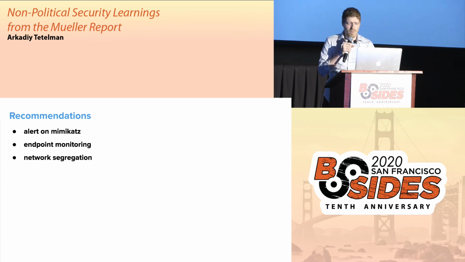Network segregation, I already mentioned. Intrusion detection system, maybe. I mean, every company I've ever worked at, we had an IDS. It's been mostly false positives, but maybe we're not tuning it correctly. Maybe it could have helped. Hard to say.